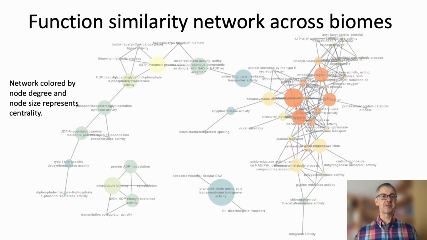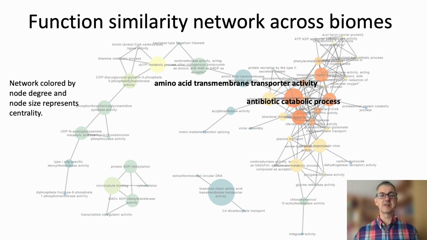We can transpose this matrix and can now construct a functional similarity network across the 86 Go terms and the biome data. Again, node size represents centrality, and the node color represents degree. Warmer colors are higher degree. We see a dense subnetwork on the right and a sparser subnetwork on the left, and separating these two is this kind of gateway function, which is amino acid transport. We think this is a delineator between nutrient-rich and nutrient-poor environments.